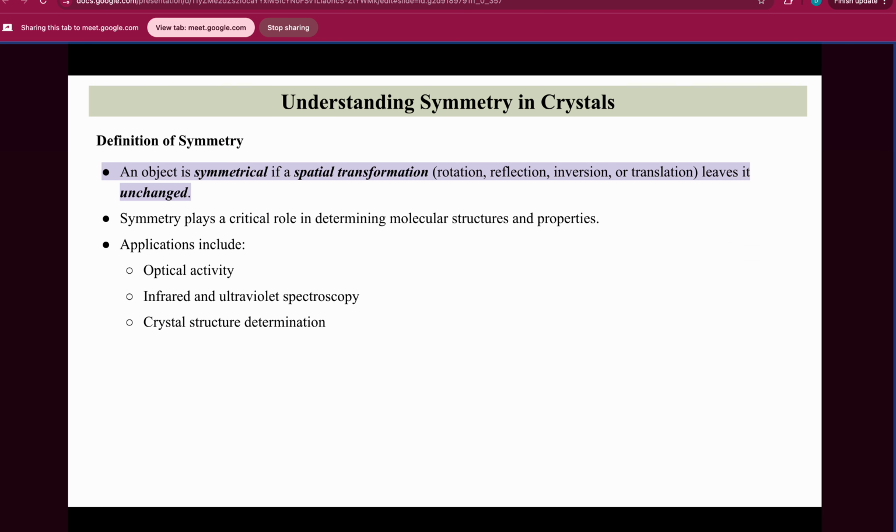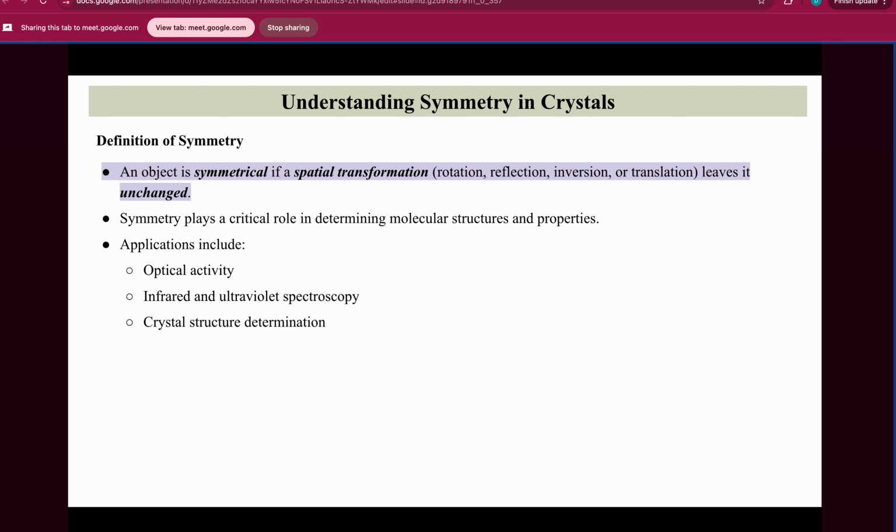Okay, so now we'll study what symmetry is, what the symmetry operations are, and why we need to study them. Symmetry comes under the geometric operations only. Geometry means the arrangement. But when we call it symmetric, it means that if we perform a spatial transformation, it will still leave the object unchanged. The spatial transformations or symmetry operations are rotation, reflection, inversion, or translation. So that does not change any geometry of that molecule.